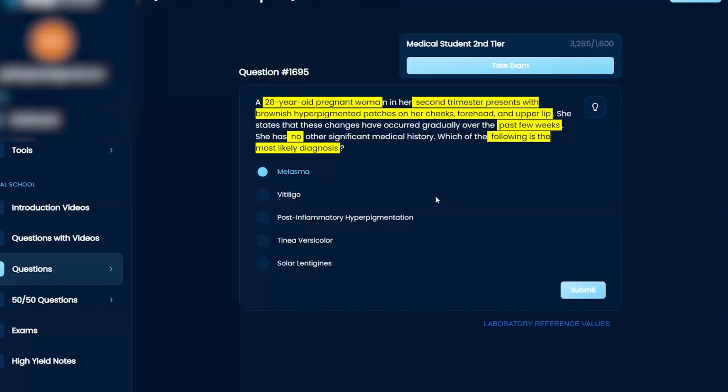Post-inflammatory hyperpigmentation. She has no other significant medical history, no sicknesses that we know of, and so I don't think that makes sense. And then solar lentiginous, I really don't know what that is, but I'm pretty confident it's melasma.